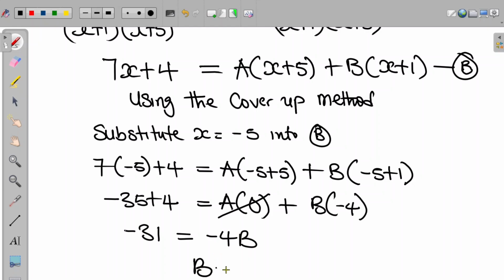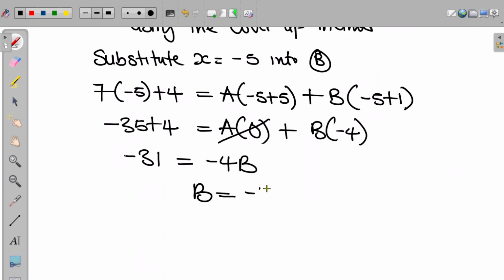Thus, B is equal to -31 divided by -4. So minus can cancel out minus, and B is equal to 31 divided by 4. Now we have obtained the value of B. Let's now consider how to obtain the value of A.